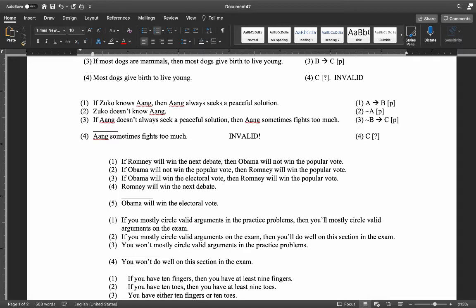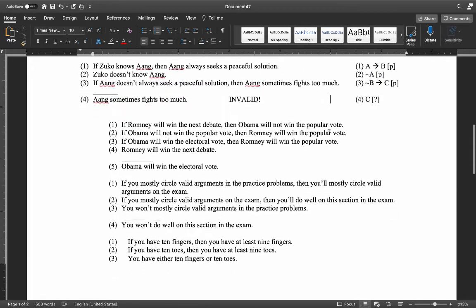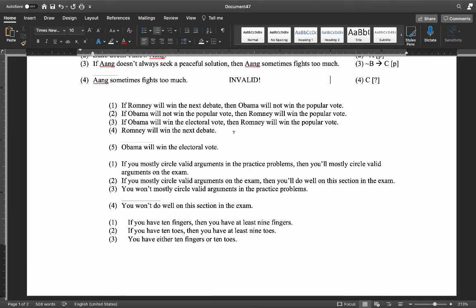So why is it invalid? Because the fact that A is false and the fact that A implies B does not tell you that B is false. So consider an example. If Dana is a sister, then Dana is a sibling. But Dana is not a sister, therefore Dana is not a sibling. That doesn't follow because Dana could be a brother. So this argument 2 is invalid, and we can move on to the next one.